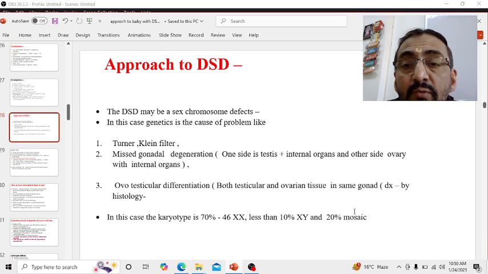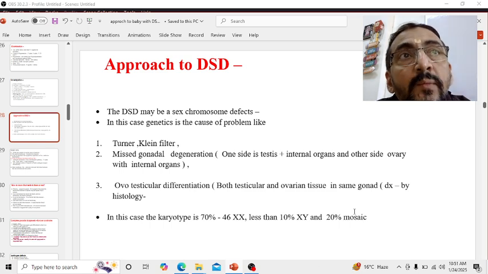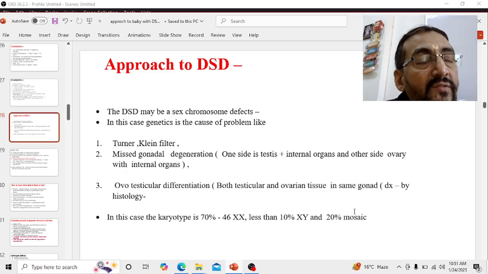Similarly, the third condition is ovotesticular differentiation. This is also because of a sex chromosomal defect. What is the meaning of this ovotesticular differentiation? That is, both testicular and ovarian tissues are present in the same gonad. You have got one gonad, and in that gonad you have got the tissues of both gonads, like testis as well as ovary. Of course, this will be understood by the histology.